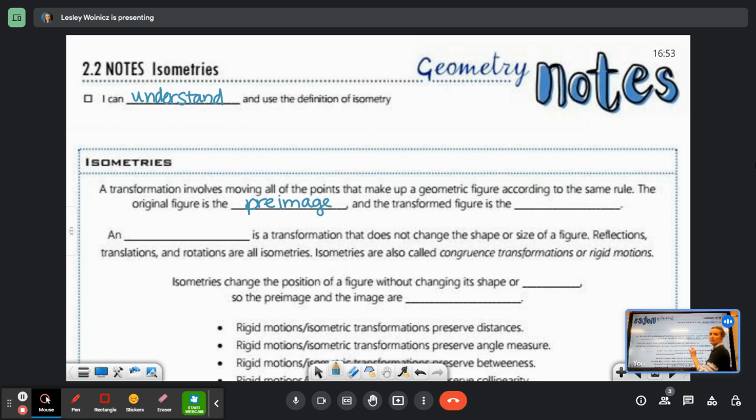It feels like there should be a hyphen there, but there isn't one. And the transformed figure is the image.